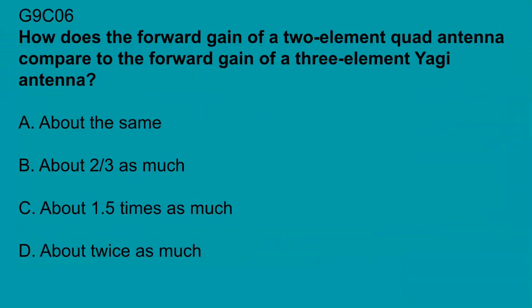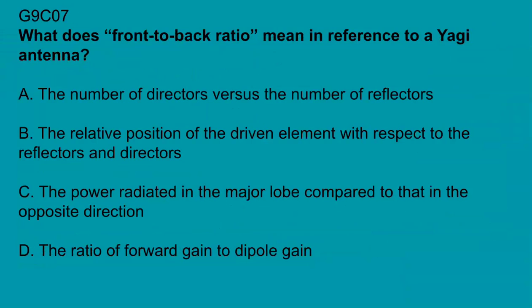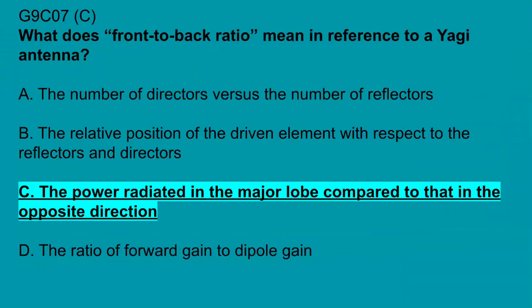G9C06, how does the forward gain of a 2-element quad antenna compare to the forward gain of a 3-element Yagi antenna? It's about the same. G9C07, what does the front-to-back ratio mean in reference to a Yagi antenna? The power radiated in the major lobe compared to that in the opposite direction.